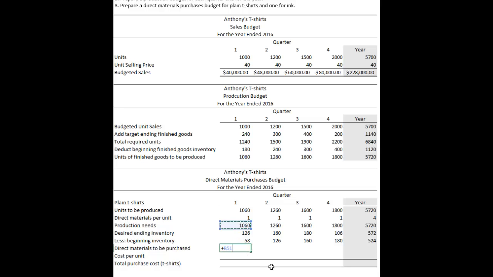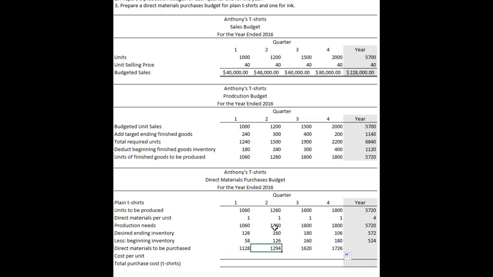Well, we need this much for production, and we're going to add to that amount the quantity we want to have on hand for safety stock. But we don't need to buy that many because we already have 58 on hand. So I'd subtract the 58 from those two quantities, and that tells me I need to buy 1,128 t-shirts for this quarter.